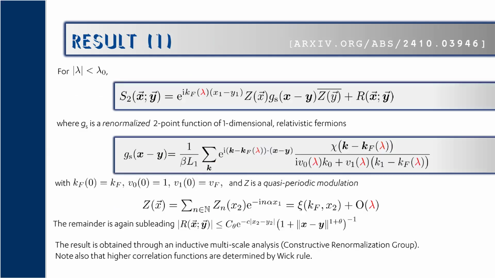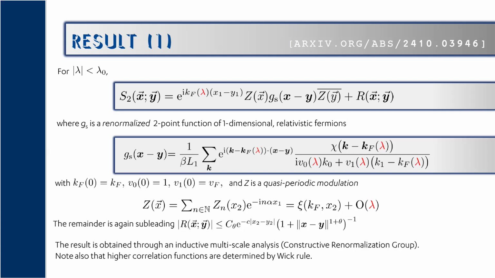And yes, I just presented the result here. In the end, we get that the two-point function is completely described by an expression where we have a small remainder term, and everything else, while the main contribution is given by a term which is localized near the edge. So we have the function which is, for those who recognize it, the two-point function for one-dimensional relativistic fermions, but whose parameters are renormalized.